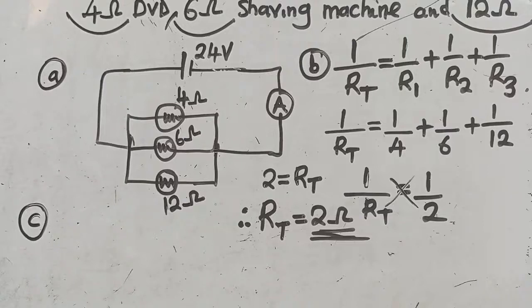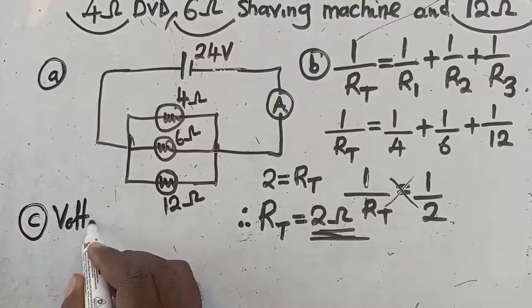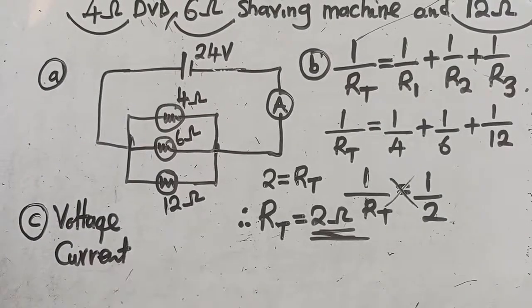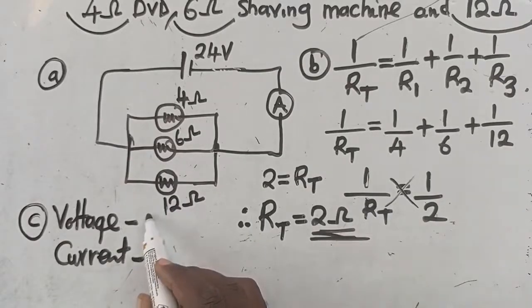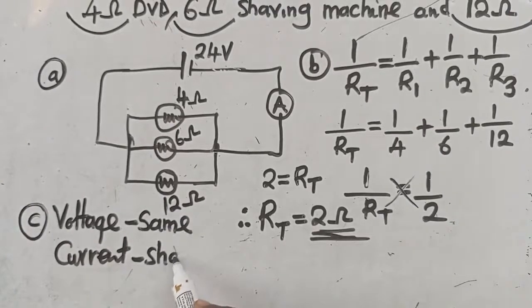For us to be able to calculate the current in each appliance, what we need to put into consideration is the voltage. We need to understand the voltage and the current. We need to understand the relationship of voltage and current in parallel connections. Because if you don't understand, you get to face some challenges. So you need to understand that voltage is the same, but current is shared.